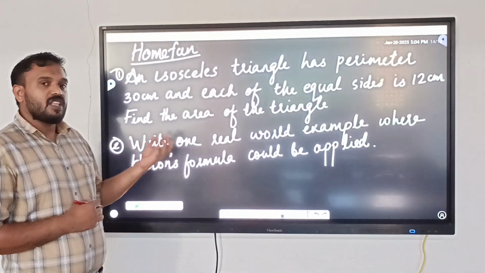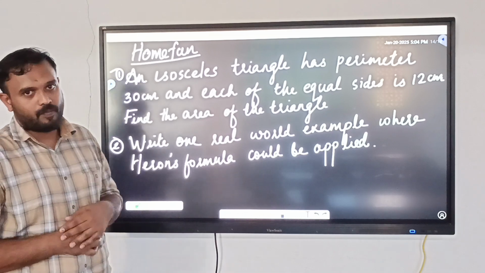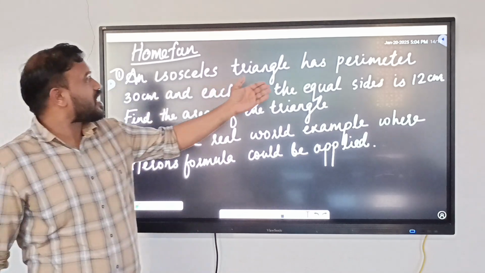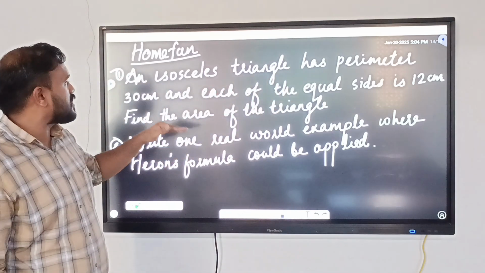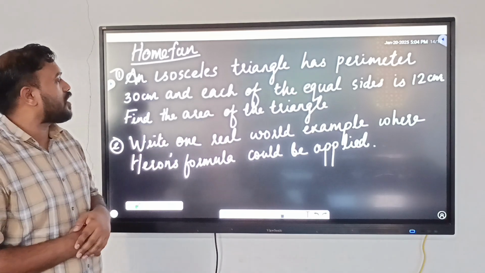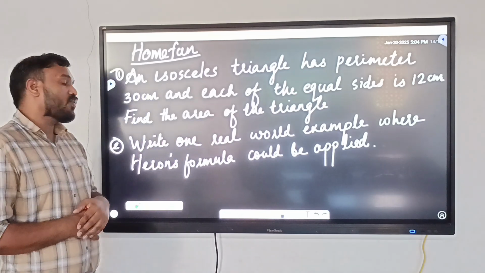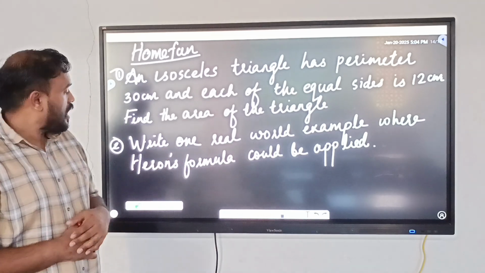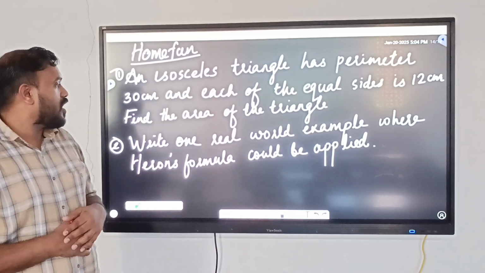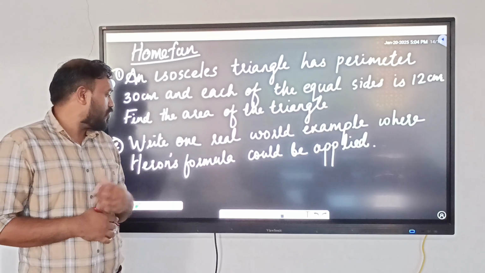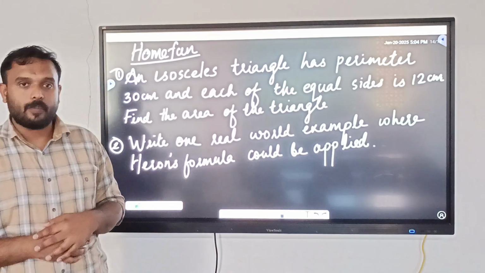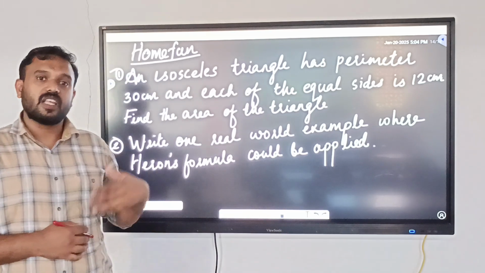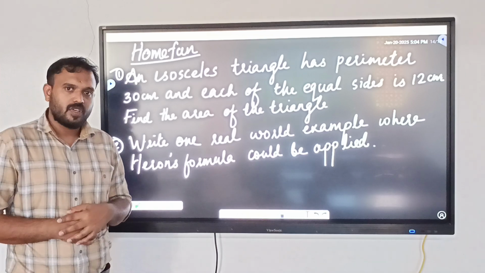Now listen, there are some questions for you. An isosceles triangle has perimeter 30 centimeters and each of the equal sides is 12 centimeters. Find the area of the triangle. That is the first question for you. And the second one, write one real world example where Heron's formula could be applied. Already we discussed, so just try to find it.